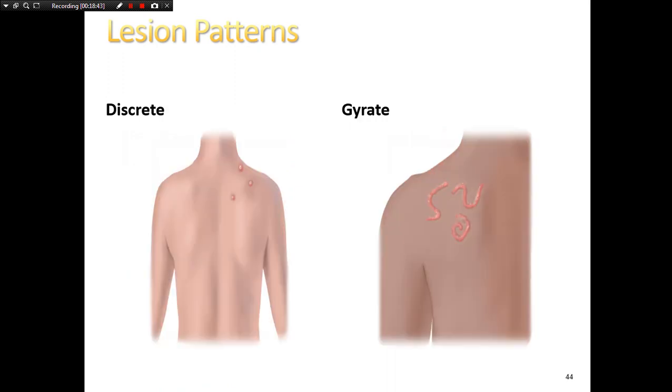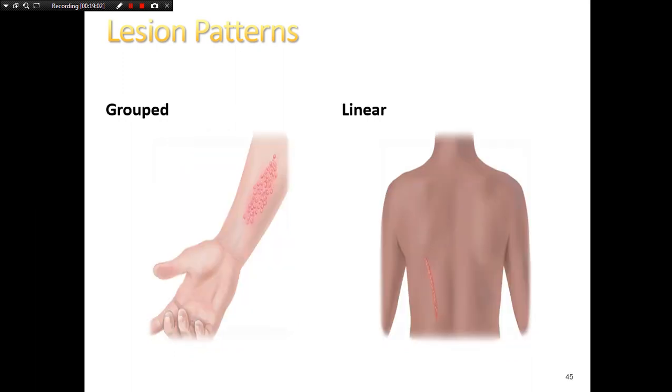Discrete is where the lesions are singular, by themselves, and this could really be anything, but I think this picture is like skin tags. Gyrate could be more of an S shape. This looks like the typical pattern you might see with somebody who has psoriasis. Grouped, this could be eczema as well, dermatitis. The linear pattern could be a little bit of psoriasis as well.